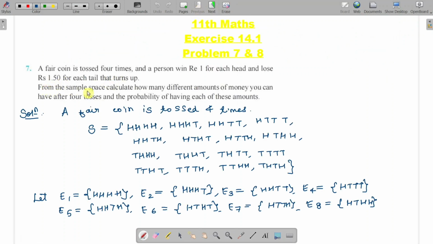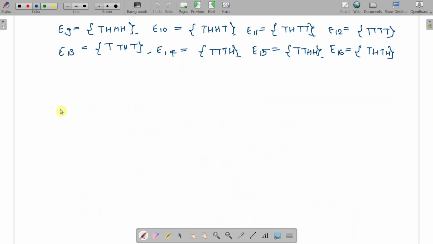Now what we have to do is from the sample space calculate how many different amounts of money you can have after 4 tosses. Okay, so these are the singleton sets we have taken. So either you can get all 4 heads, then all heads in the 3 tosses and 1 tail. Like this we can get 16 different events. Okay, now let us look at the amount for each of these events.